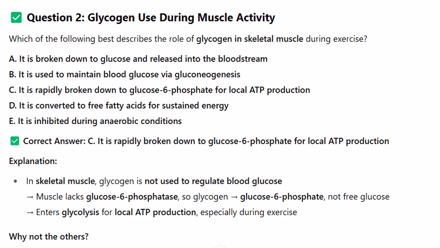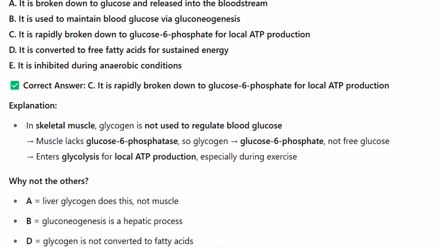Explanation: in skeletal muscle, glycogen is not used to regulate blood glucose. Muscle lacks glucose 6-phosphatase, so from glycogen, glucose 6-phosphate, not free glucose, enters glycolysis for local ATP production, especially during exercise.